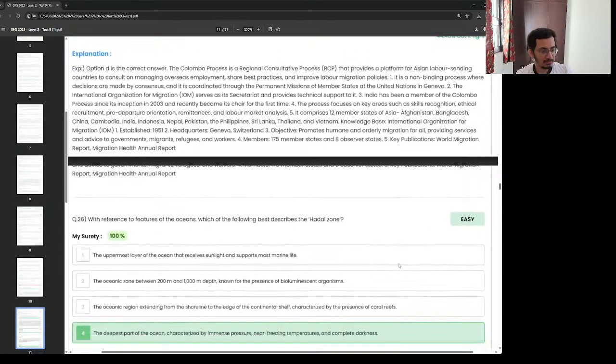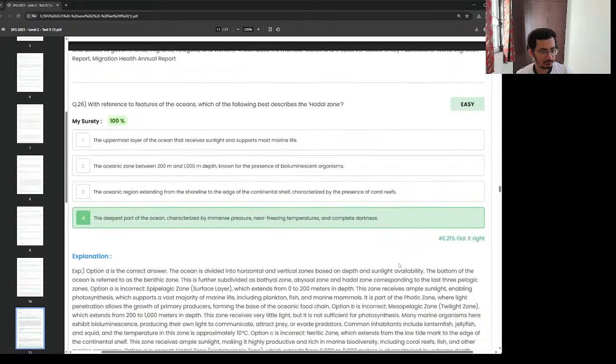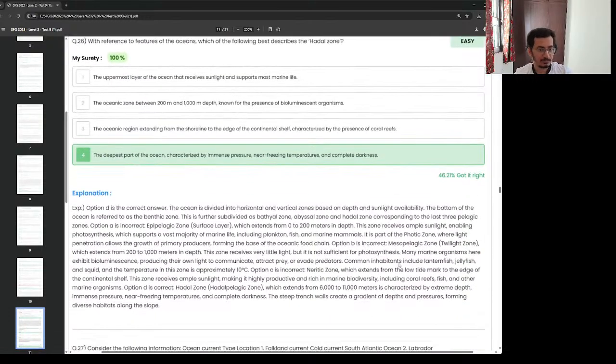The red zone is the deepest zone of the ocean. That one I know. Horizontal and vertical zones based on depth and subjectivity. Yeah, there are benthic, there is nectic, then there is pelagic, there is epipelagic.